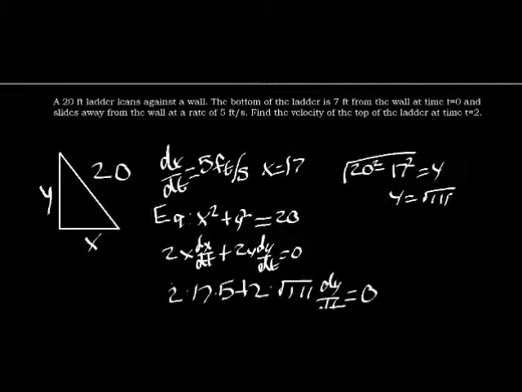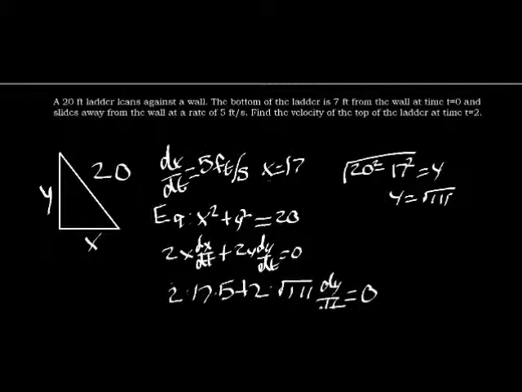So first you draw a triangle, and 20 feet is the ladder, which is the hypotenuse, and then you label the x and y axes. You know dx over dt is 5 feet per second, so then you multiply that by 2 and add 7 to get x, which equals 17.